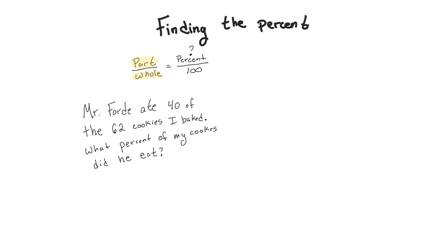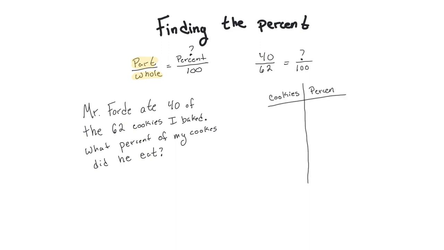So an example of this would be Mr. 40 ate 40 of the 62 cookies I baked. What percentage of my cookies did he eat? So going back to my percent relationship, this is saying that I had 62, so that's going to be my whole. Mr. 40 ate part of them, he ate 40. So that'll be my part, and what I'm looking for is what percent does that represent? And we remember that percent is the number relationship for every 100.